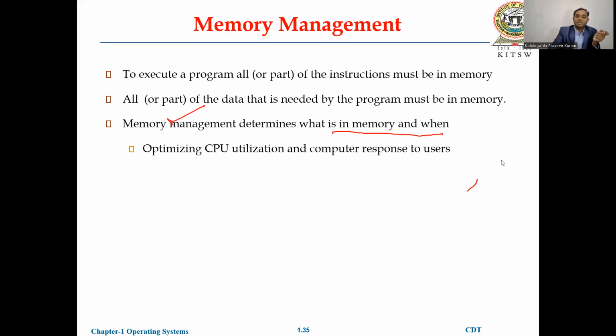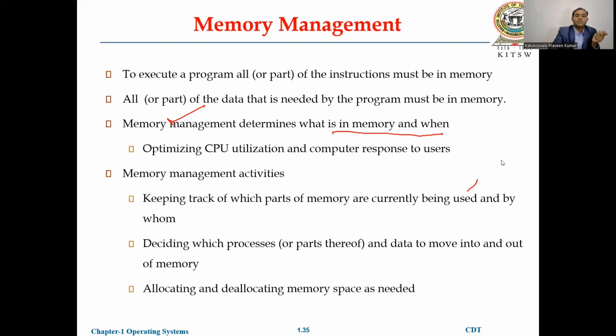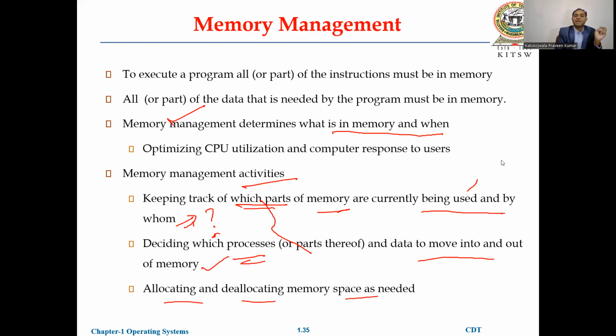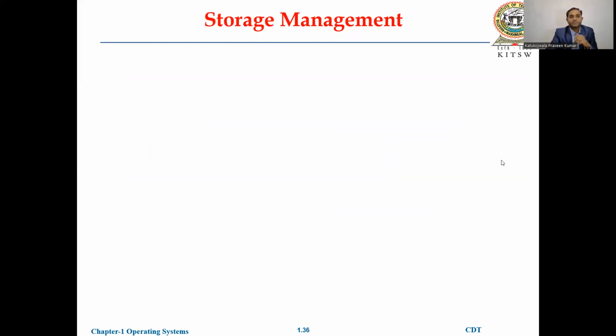Optimizing CPU utilization and computer response to users, these are the memory management activities. Keeping track of which parts of memory are currently being used and by whom. So who is the user? Is it user 1 or user 2 or user 30 or user 100, if the systems are in a LAN. Deciding which processes and data to move in and out of memory. Allocating and deallocating memory space as needed. These are the activities of memory management.